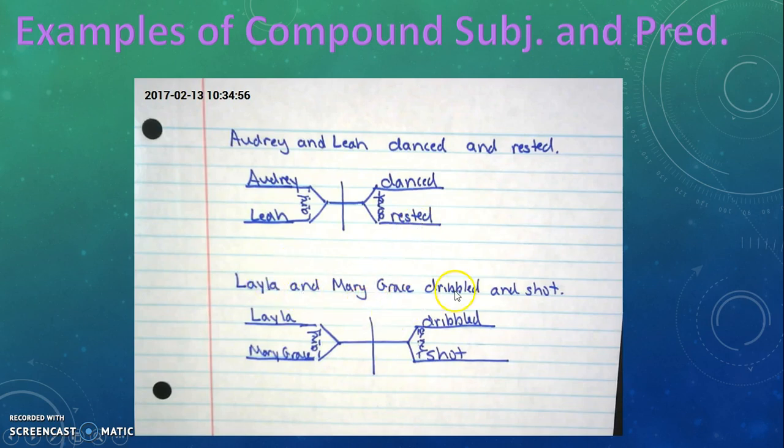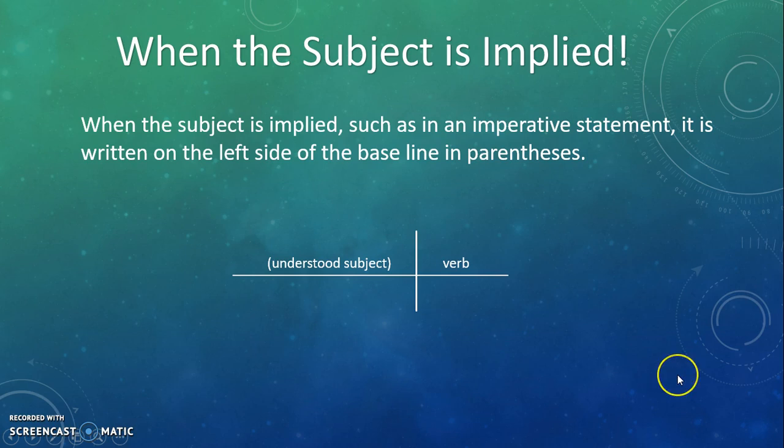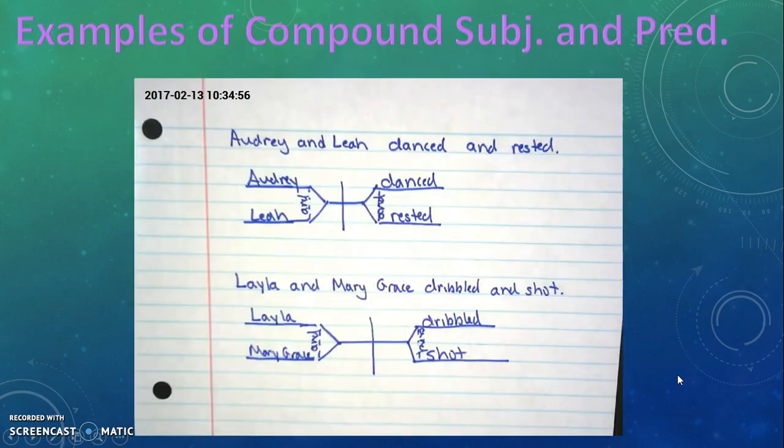Layla and Mary Grace dribbled and shot. My compound subject is Layla and Mary Grace. And my compound predicate is dribbled and shot. And I should have made it a triple compound and said and scored. Dribbled, comma, shot, comma, and scored. Oh, make sure that those are written down as your example. And then you can close that flap and you're almost done. Is this not easy homework tonight or what?